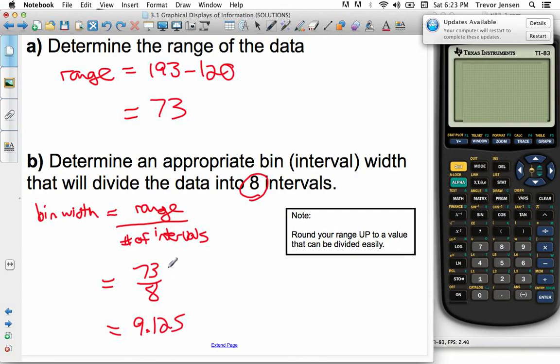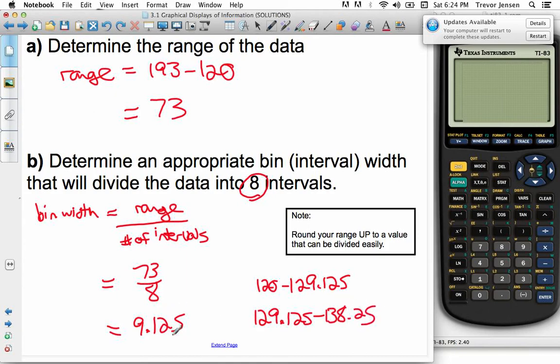9.125. So that's not a really nice number to make your intervals go up by. It's not going to look nice on your graph. It's going to be confusing to read. For example, my lowest value is 120, so it would start at 120, and my first interval would be from 120 to 129.125, and the next interval would start at 129.125, and add 9.125 to that, and I'd get 138.25.